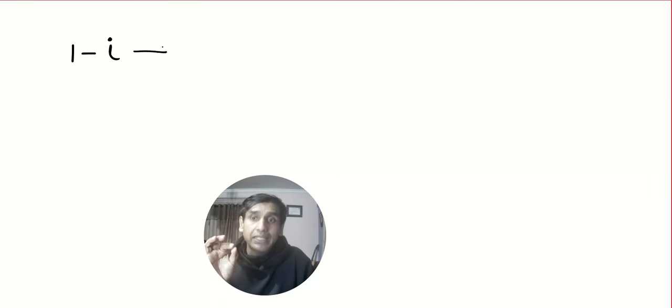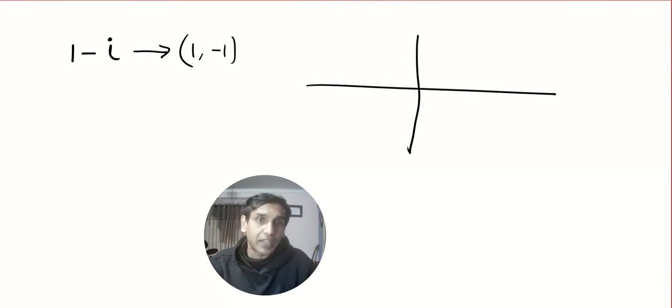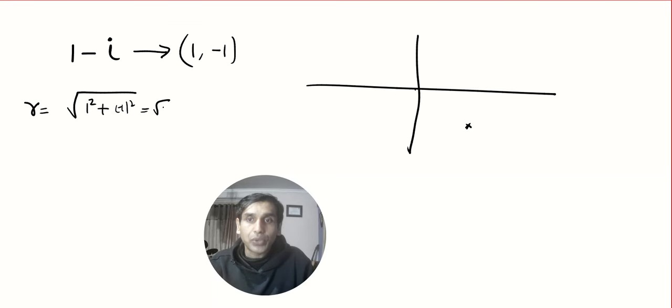I'll give you one more example so that you become more familiar. This time let's go for 1 minus i. So look at this. 1 minus i is 1 comma minus 1 in the argand plane. And where is 1 comma minus 1? Okay, it's in the fourth quadrant.